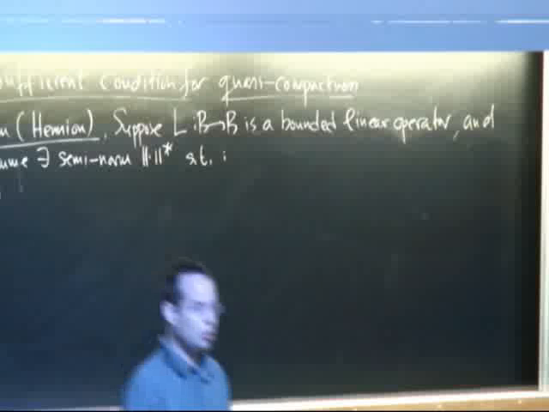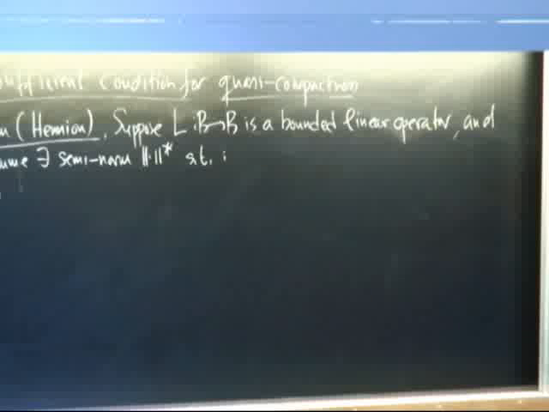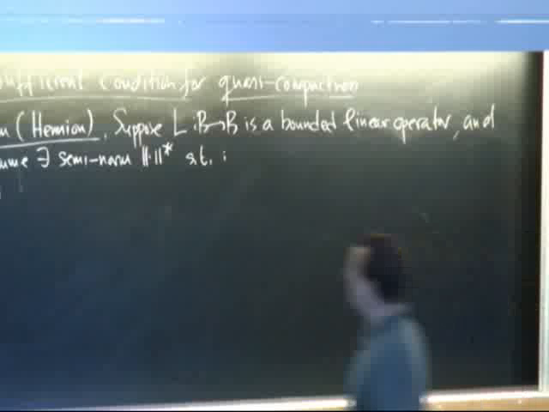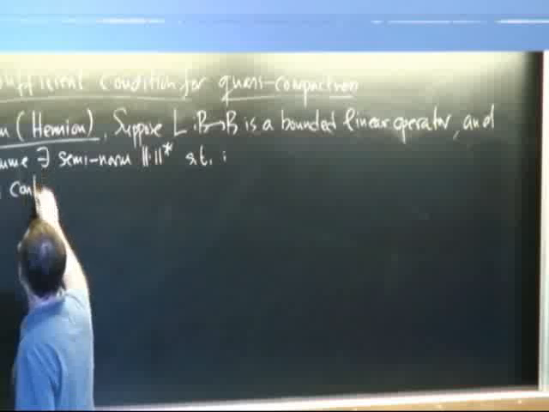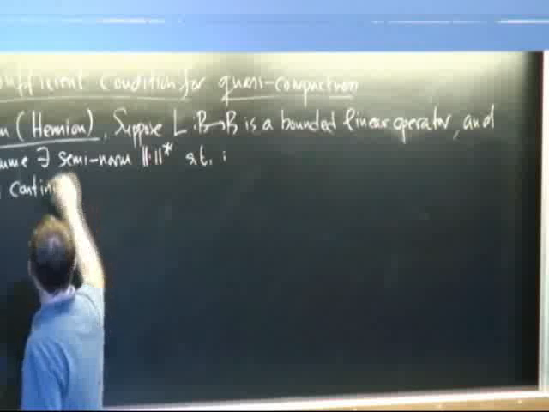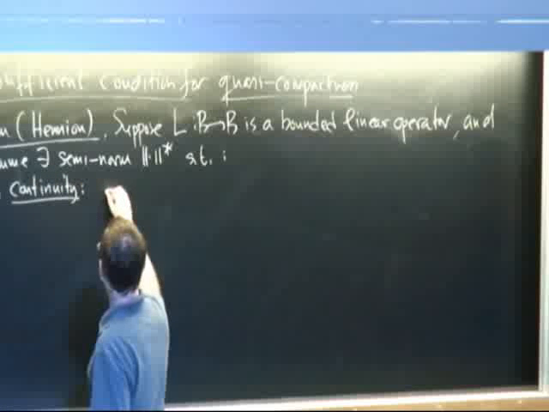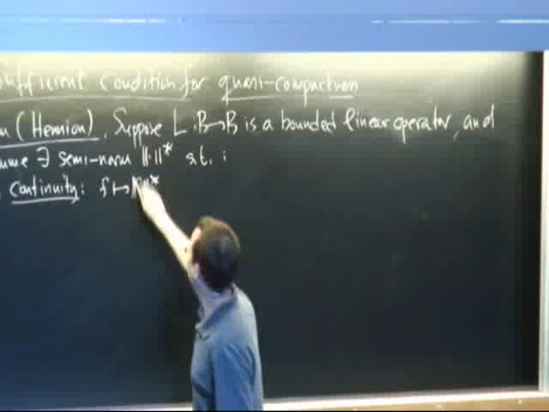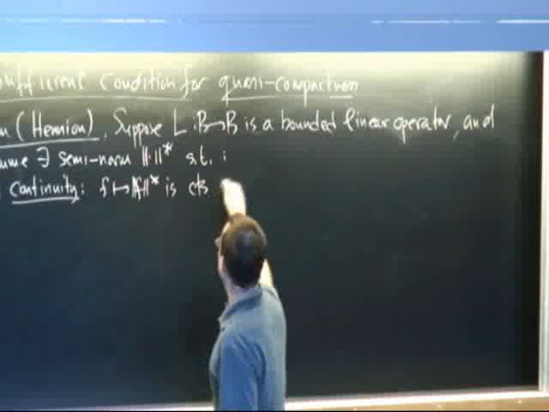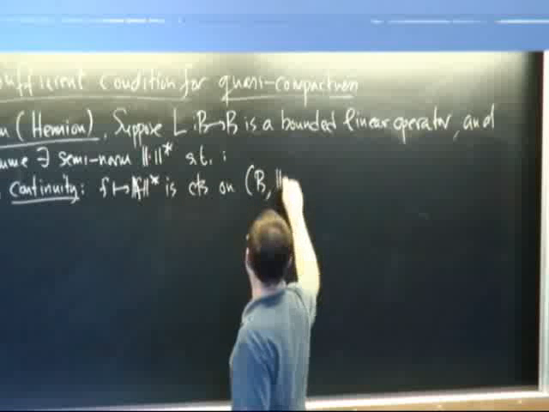A seminorm is like a norm, except that some non-zero vectors may have seminorm 0. So it satisfies all the axioms of a norm, except the one that says that if the norm of V is 0, then V is 0. There exists a seminorm which is continuous. So the continuity axiom says that F maps to the norm of F is continuous on B, of course with respect to the norm of B.